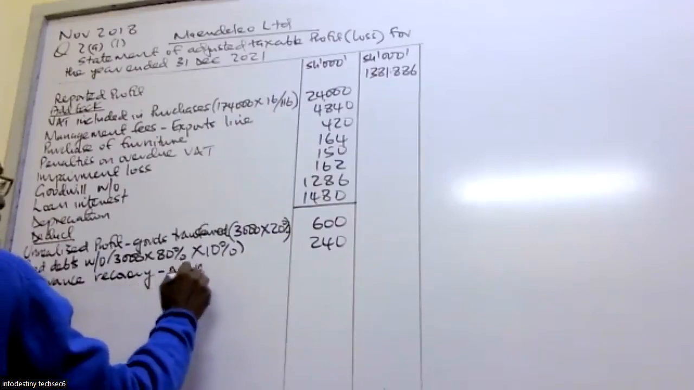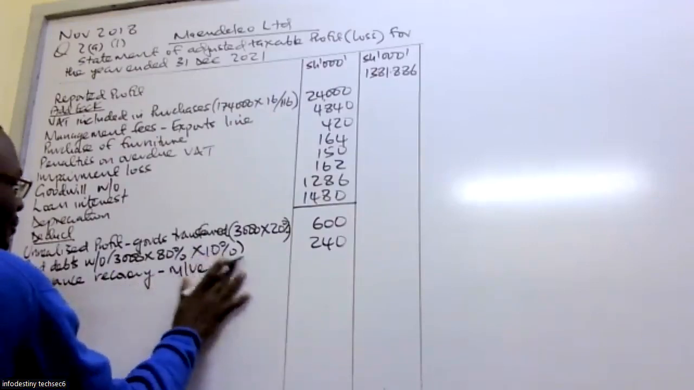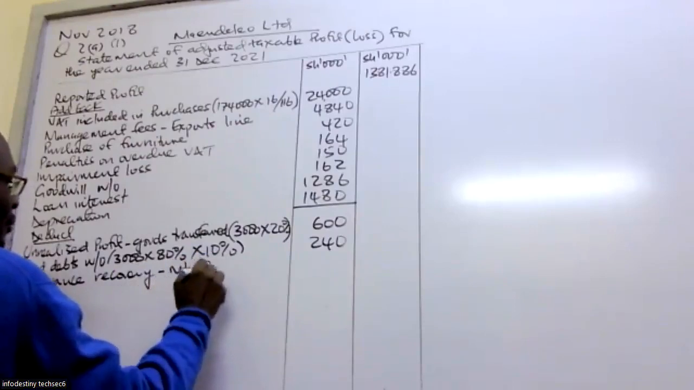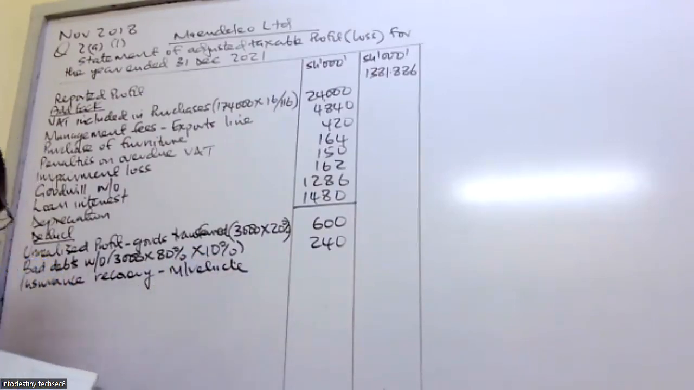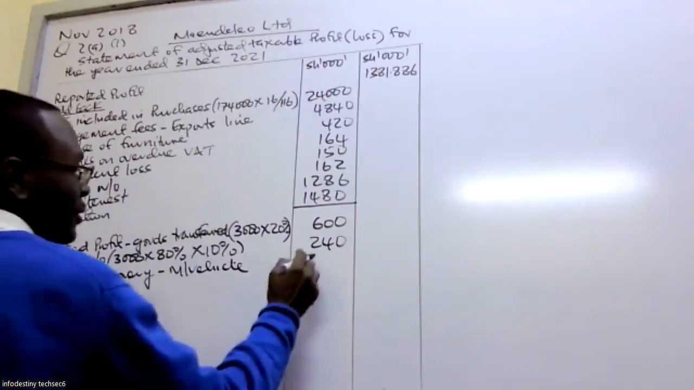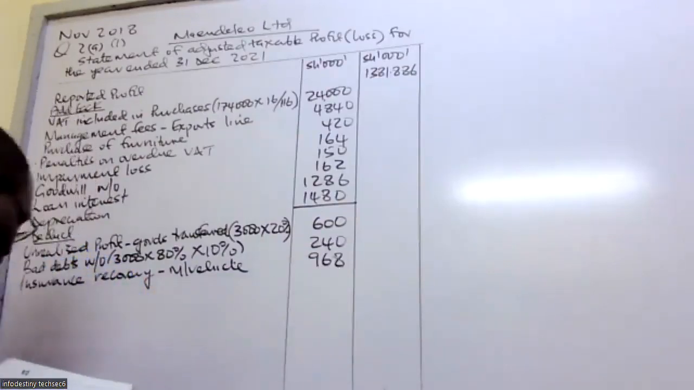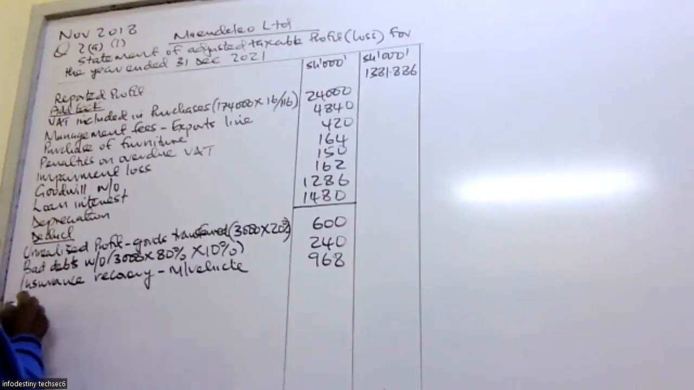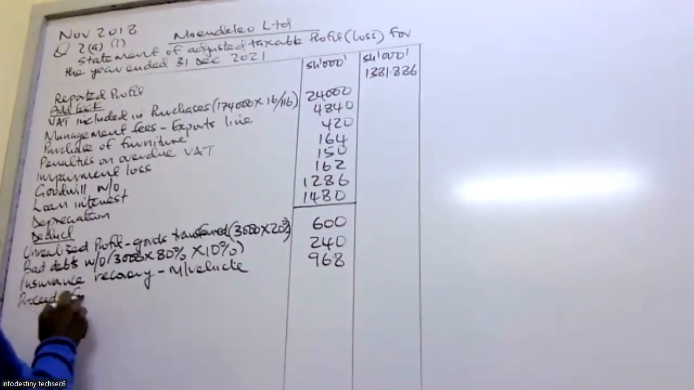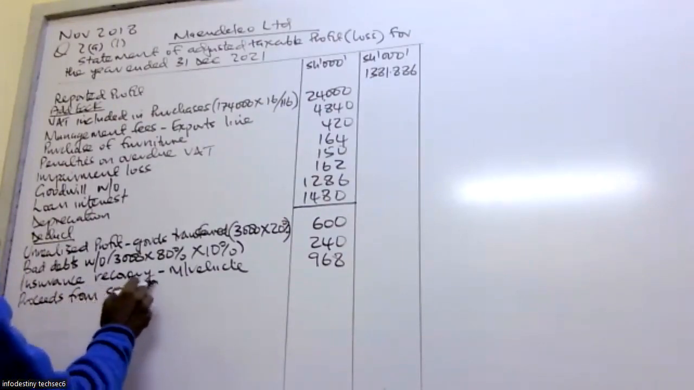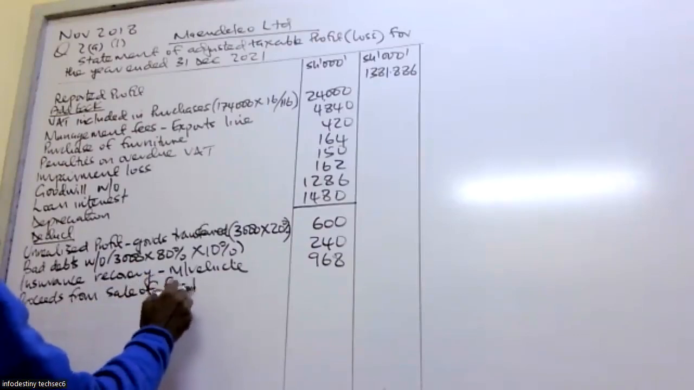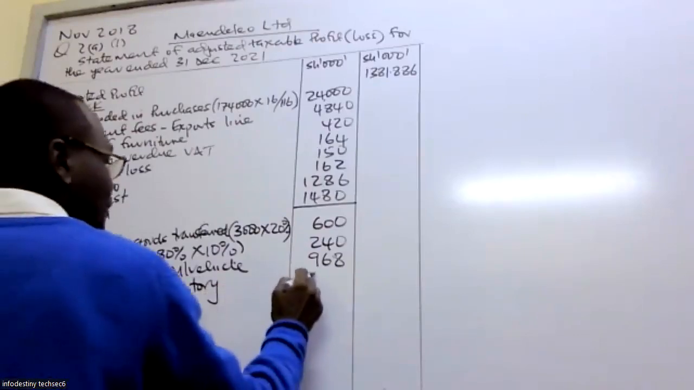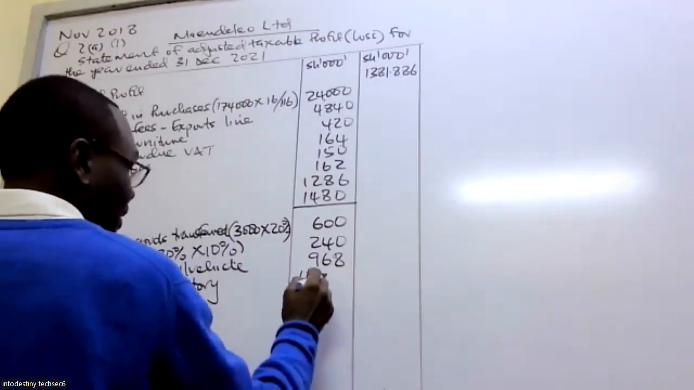These are motor vehicles, so that's a capital item. So insurance recovery for stolen motor vehicle 968 with that. Then you have proceeds from sale of a factory extension. So again, that's a capital cost. Proceeds from sale of factory is 4690.